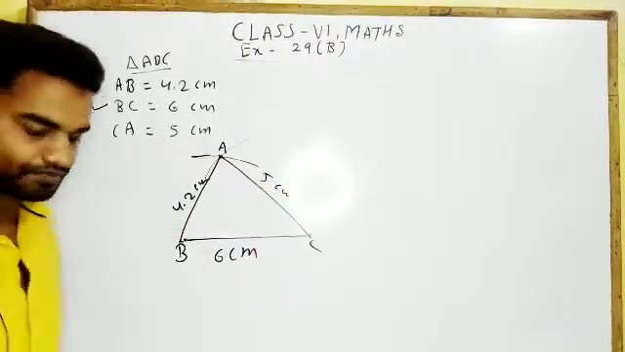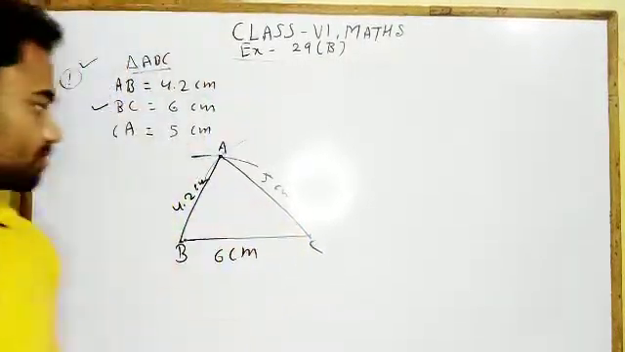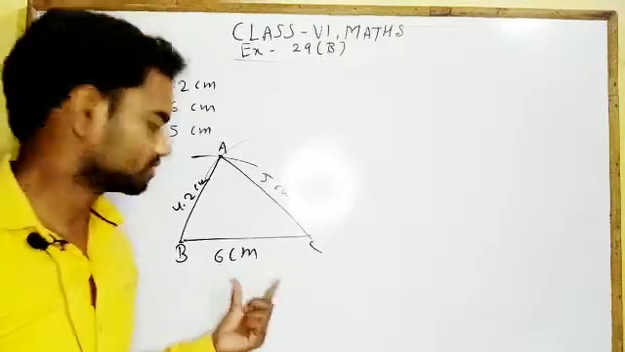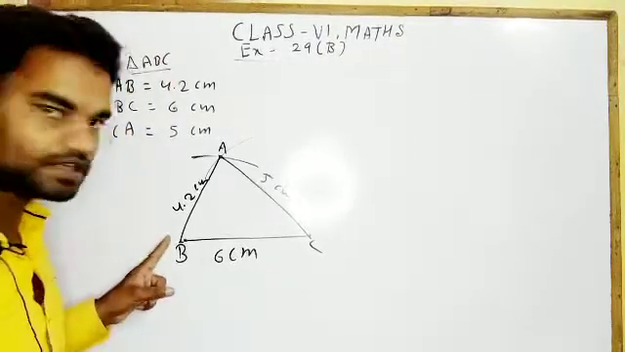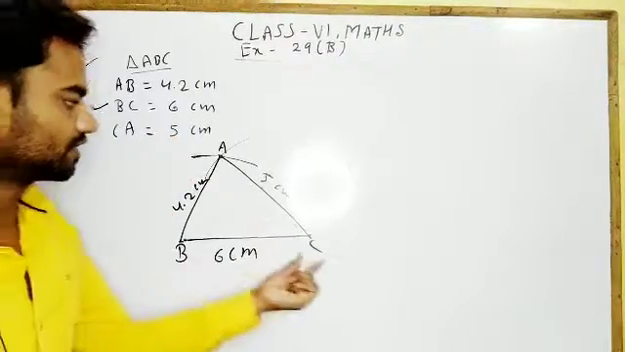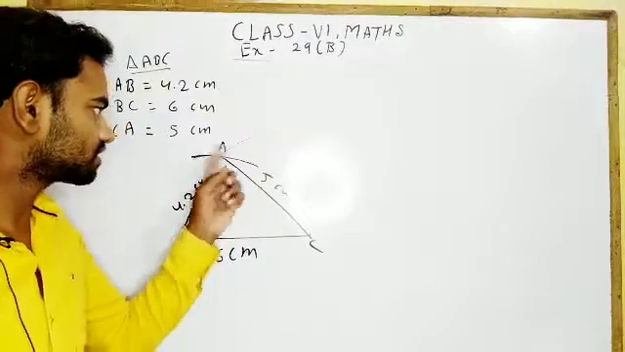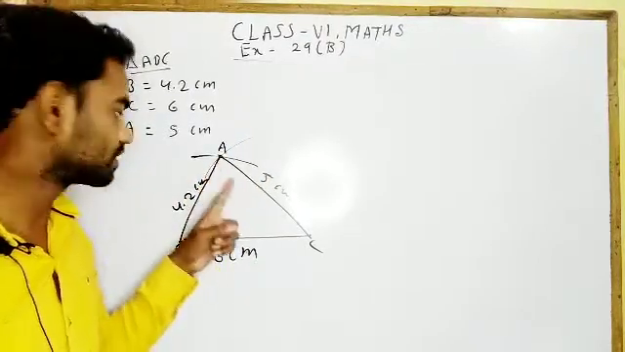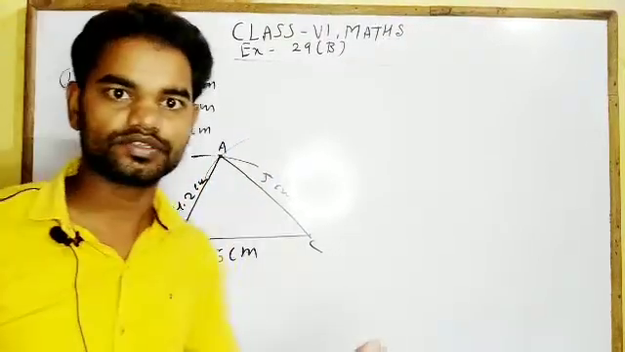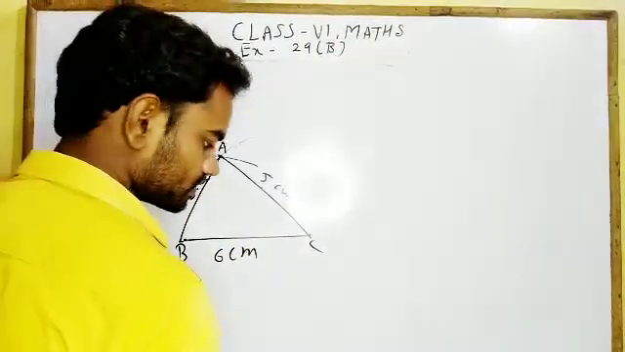This is the triangle. Then the construction steps of the triangle. First of all, draw a line segment BC equal to 6 centimeter. Taking B as a center, draw an arc of 4.2 centimeter. Taking C as a center, draw an arc of 5 centimeter. Both arcs intersect each other at the point A. Join A, B and A, C. This is the triangle.